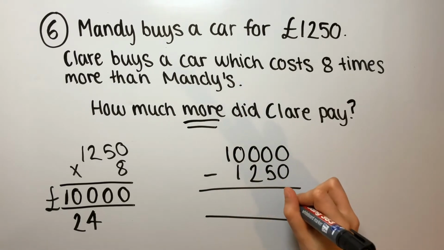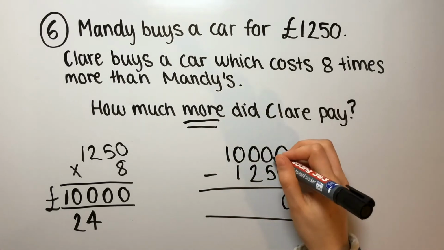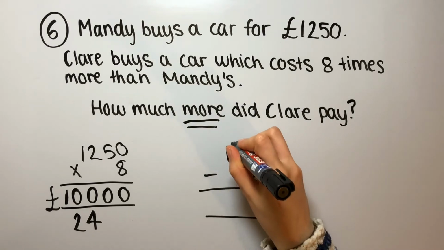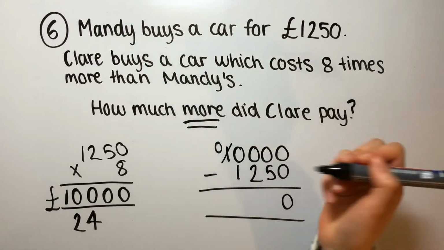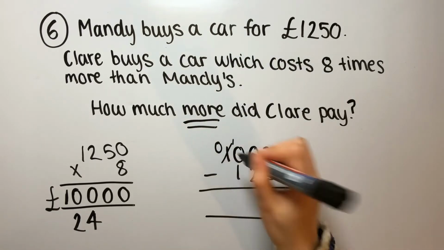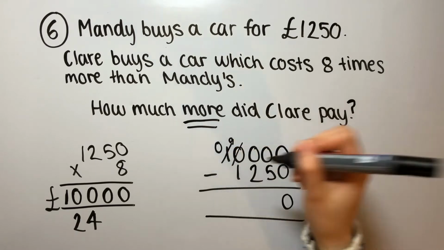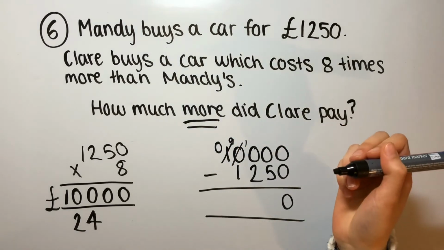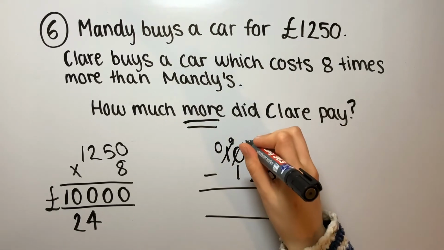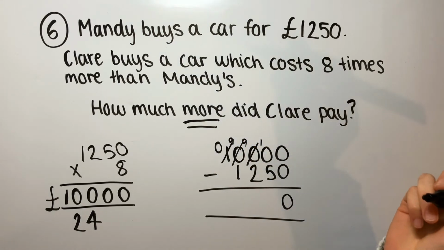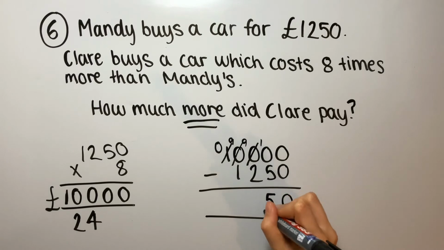0 minus 0 is 0. 0 minus 5, we can't do that. We're going to go over to the 1, cross it out, making it a 0. Carry over the 1. We're going to minus 1, making it a 9. Carry over the 1. Minus another 1, making it a 9. Carry over the 1. 10 minus 5 is 5.